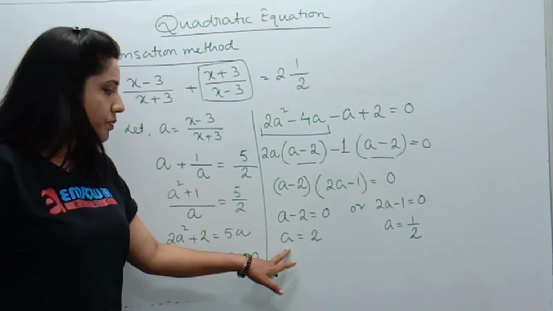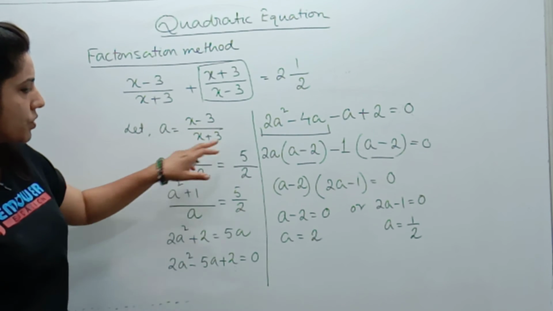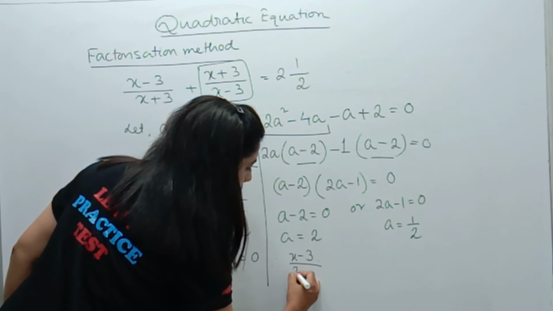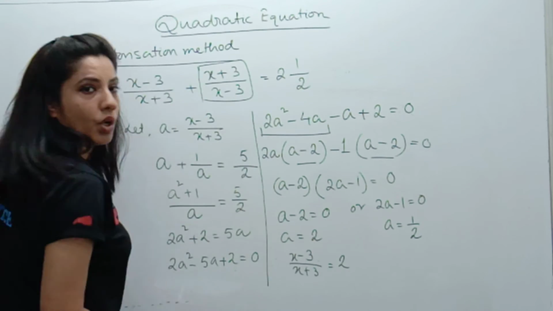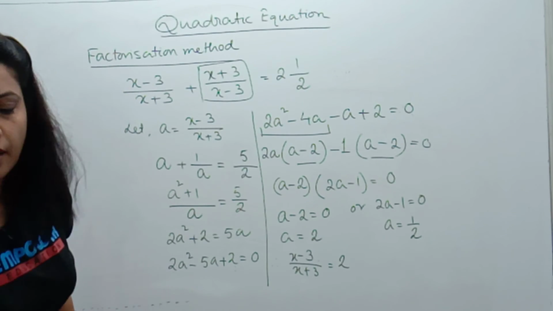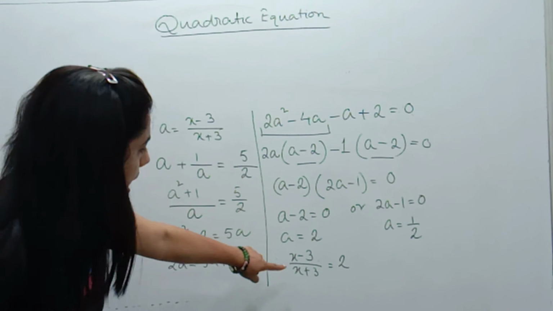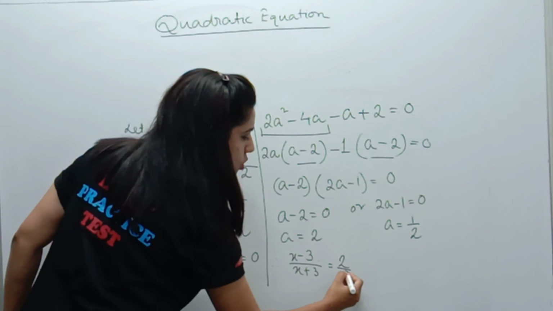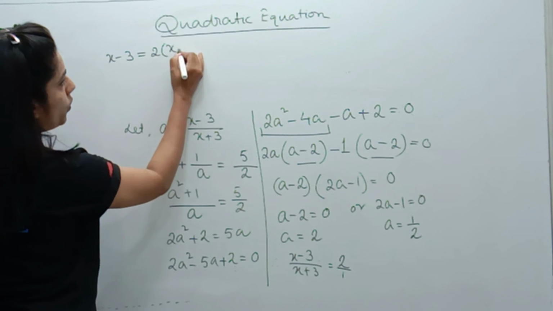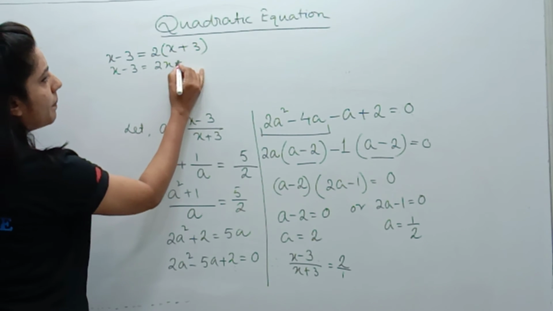Now we need to substitute the value of a. We considered a is equal to x minus 3 upon x plus 3. We will substitute the value of a. That is, we'll write x minus 3 upon x plus 3 is equal to 2. Cross multiply and solve for x. I'll do it here. So from here I'm cross multiplying. So this is nothing means 2 by 1. So cross multiply, I'm getting x minus 3 is equal to 2 whole into x plus 3. So x minus 3 is equal to 2x plus 6.